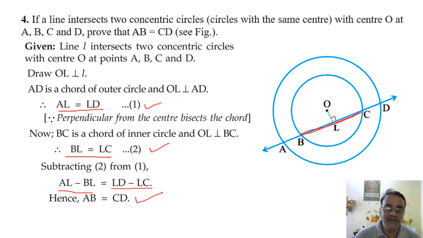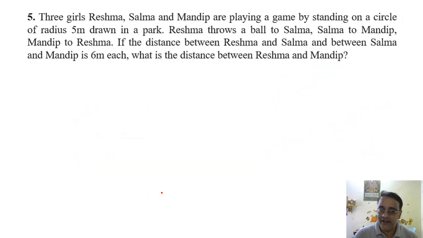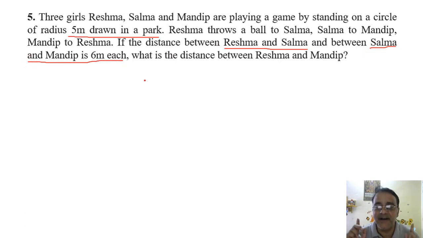Okay, now we are moving towards a very good question. Question number 5. Three girls, Reshma, Salma, and Mandeep, are playing a game by standing on a circle of radius 5 meter, drawn in a park. Reshma throws a ball to Salma, Salma to Mandeep, Mandeep to Reshma. If the distance between Reshma and Salma and between Salma and Mandeep is 6 meter each, what is the distance between Reshma and Mandeep?